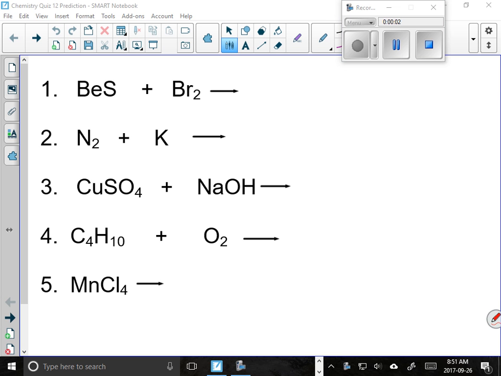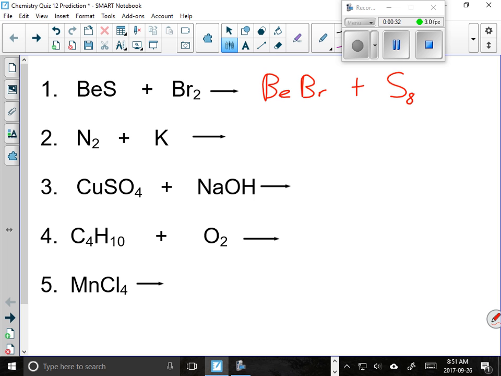Okay, so for question number 1, we've got beryllium sulfide, which is an ionic compound, reacting with bromine, which is an element, and happens to be a non-metal. So this is going to be what kind of a reaction? Single replacement. Who's bromine going to replace? Sulfur. So we are going to have beryllium end up with bromine, and sulfur end up by itself. Now we've got to have these things correct in terms of their drop and swap, or if they're special.